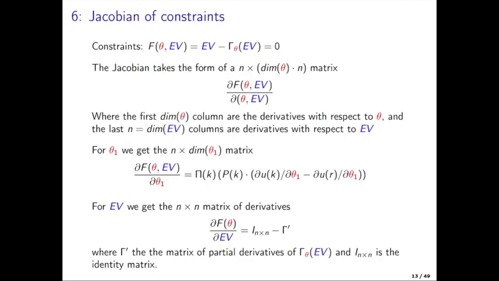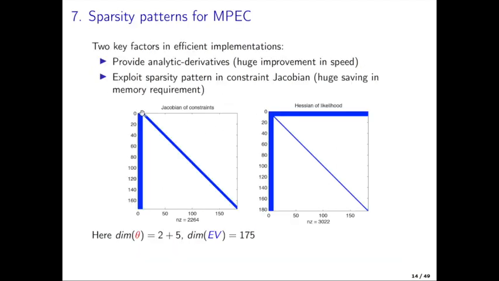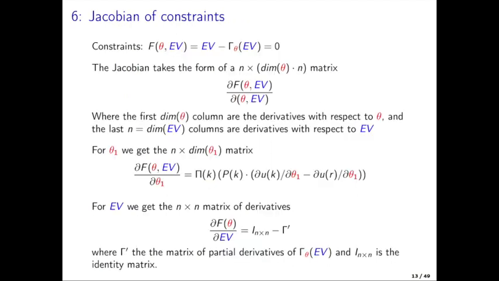Okay, now the Jacobian of the constraints, well, that's the derivatives of the constraints, or the derivatives of EV minus the Bellman operator. Now, the first columns in this matrix, the Jacobian of the constraints, the first seven columns, if you have seven parameters here, well, this corresponds to the derivatives with respect to the structural parameters. Okay, now for instance, for theta one, we would get an n by dimension-of-theta-one matrix, with n rows and the dimension of theta one columns, that looks something like this.